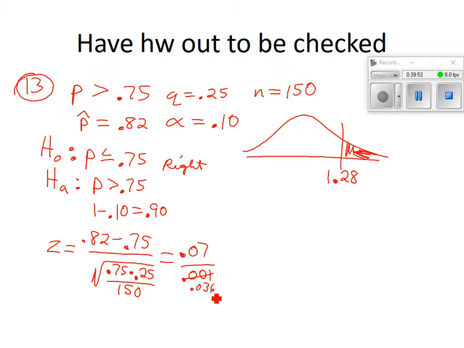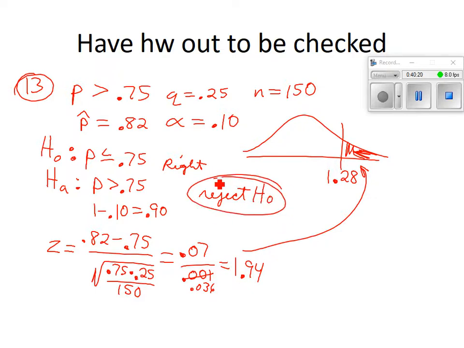Yes, that's good. What's 0.07 divided by 0.036? 1.94. Check it. Does that fall in or outside the rejection region? It falls in the rejection region, so that means we reject the null. What are we going to write if we reject this null?